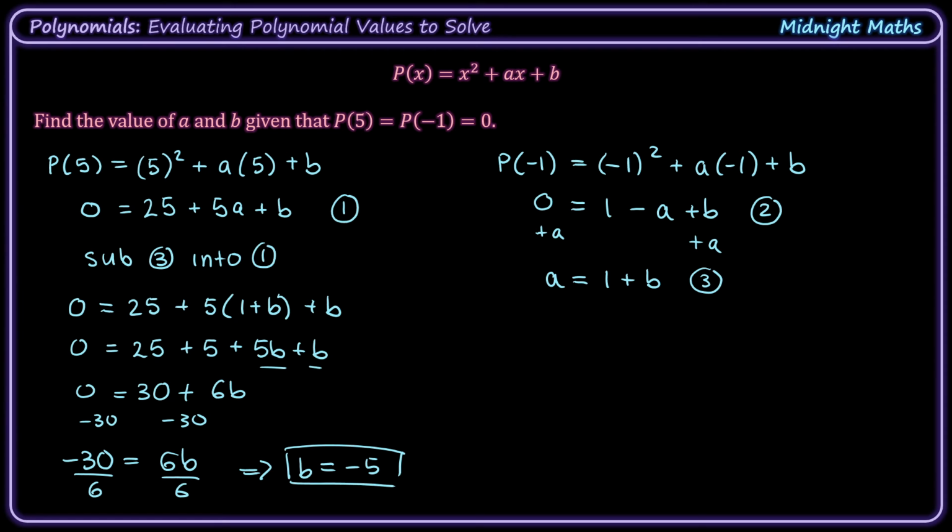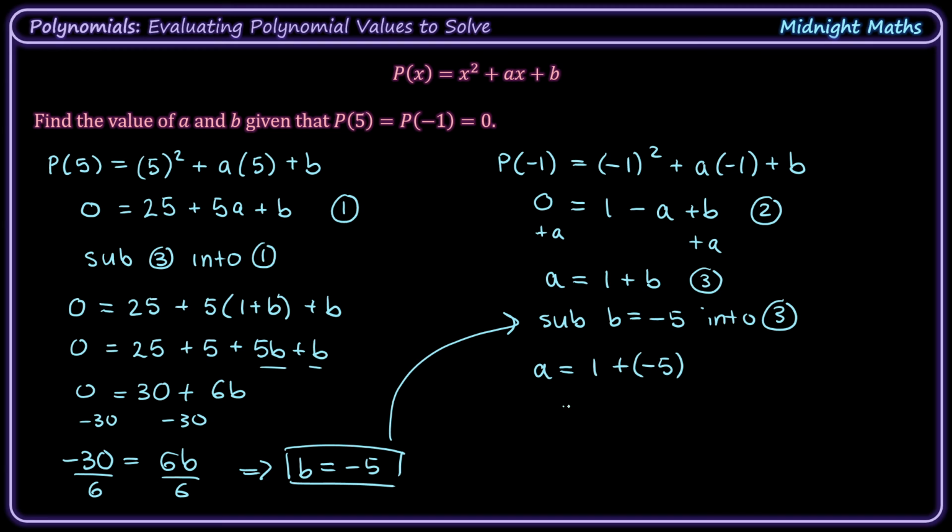Good, so now that we have b, we can go back and substitute b equals minus 5 into 3. And so we have a equals 1 plus -5 instead of the b, which is equal to minus 5 plus 1, which is minus 4. So that's our answer for a and that's our answer for b.